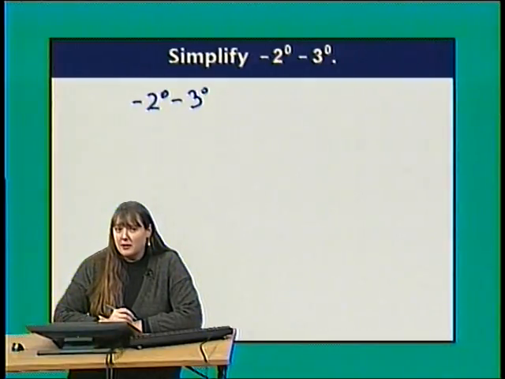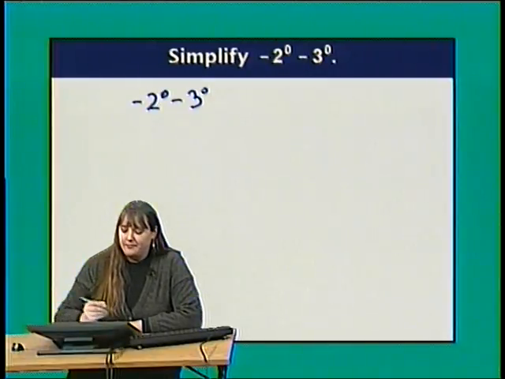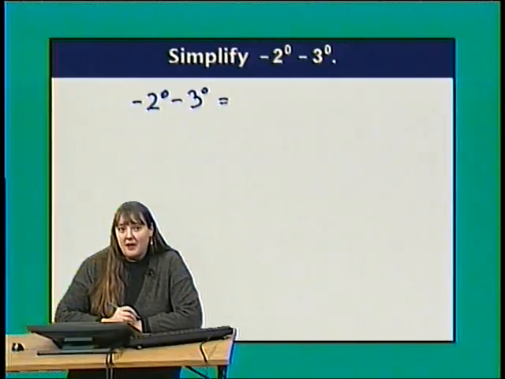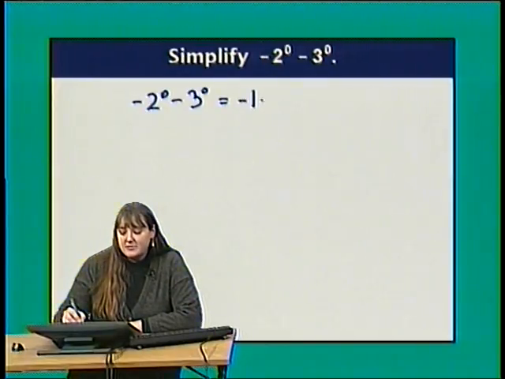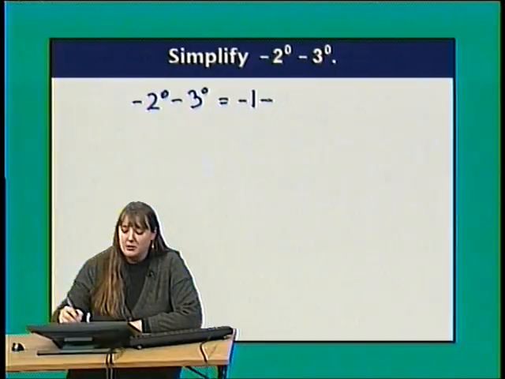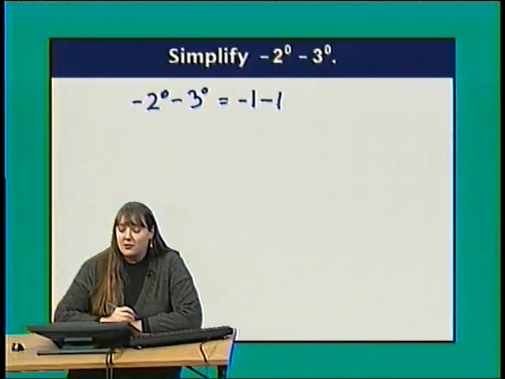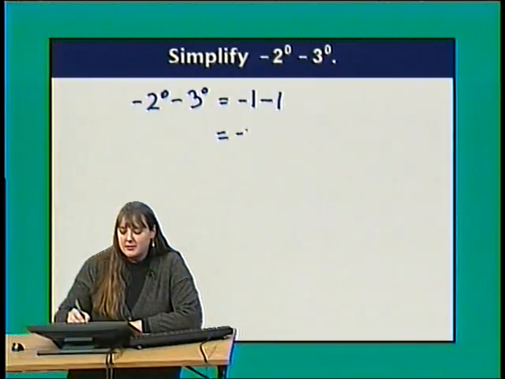In this problem, we have to think about the order of operations again. The order of operations tells us we need to apply exponents before we can subtract, but also before we can negate. So if I have the opposite of 2 to the 0, I need to find 2 to the 0 first, which is 1, and then negate that. And then I'm subtracting 3 to the 0, which is also 1. Negative 1 minus 1 is negative 2.